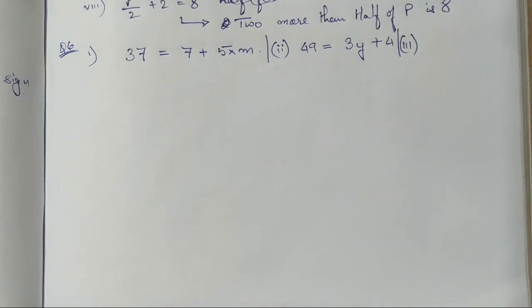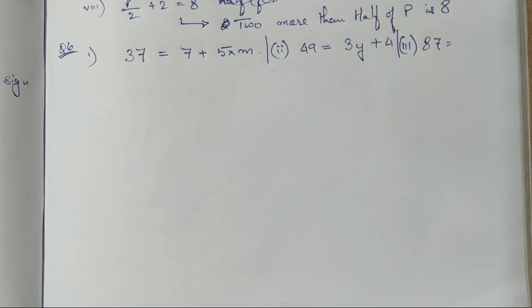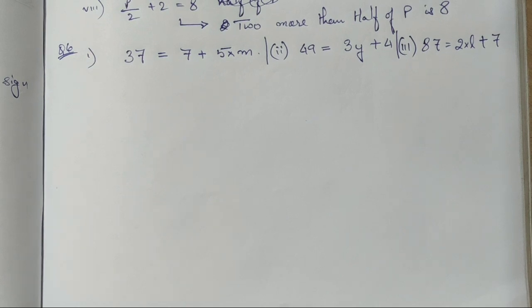Now the third part is the teacher tells the class that the highest mark obtained by a student in her class is twice the lowest marks plus 7. So the highest marks is 87. So 87 is, the lowest marks is to be taken as L, twice the lowest marks, that is 2L plus 7. Simple? Yes. So tell me what will be the fourth part of this question in the comment section.